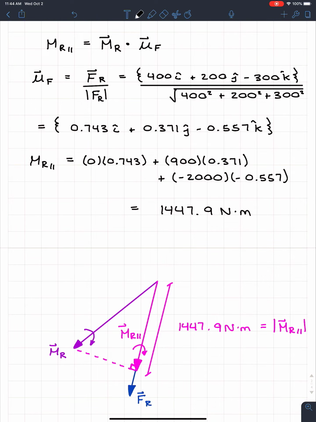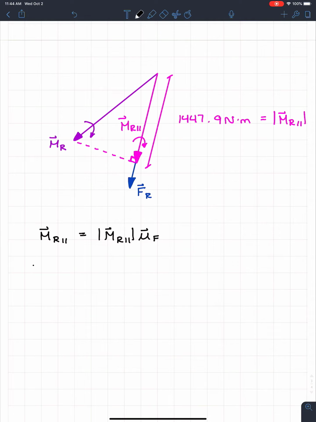And what I get in the end is this is going to be equal to brackets 1075.9i plus 537.2j, and then minus 806.5, and that one's in the k direction.